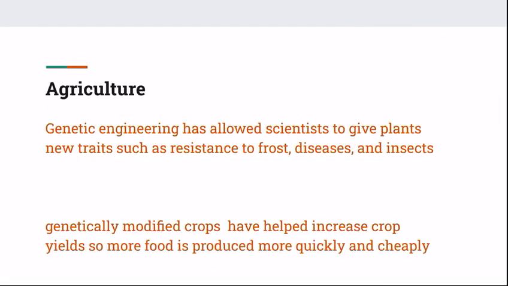Genetic engineering has allowed scientists to give plants new traits such as resistance to frost, diseases, and insects. For example, a gene called Bt is introduced into plants to allow them to make their own natural pesticide, reducing the amount of chemical pesticides needed to protect the plants from insects. These crops, called GM or genetically modified crops, have helped increase crop yields so more food is produced more quickly and cheaply.